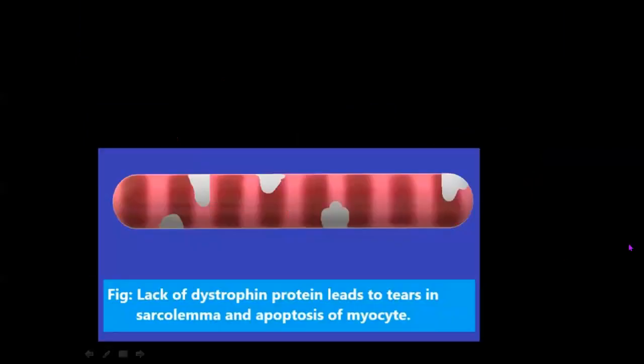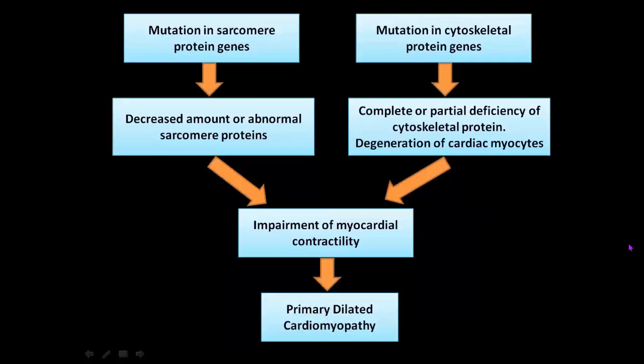Because of disintegration of sarcolemma, tears develop in the cardiac myocyte. Such muscle cells die by osmotic lysis. The lost muscle cells in the myocardium are replaced by fibrosis. In this slide, I have presented the bird's eye view of pathophysiology of primary dilated cardiomyopathy. Both the types of genetic mutations cause impairment of myocardial contractility by different pathogenetic mechanisms.